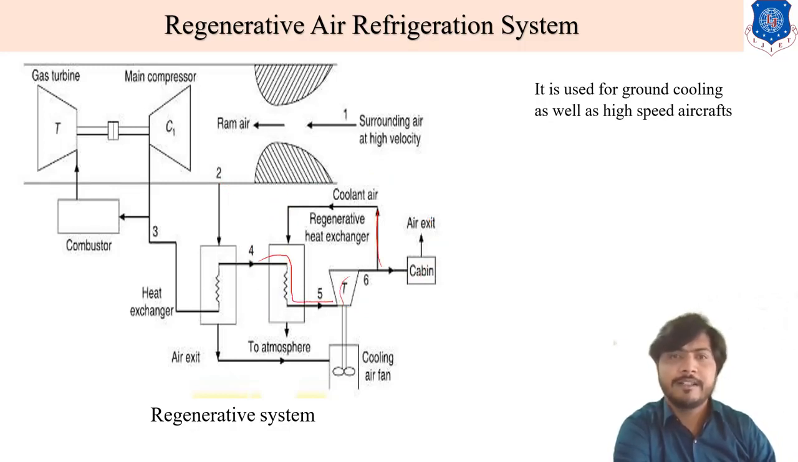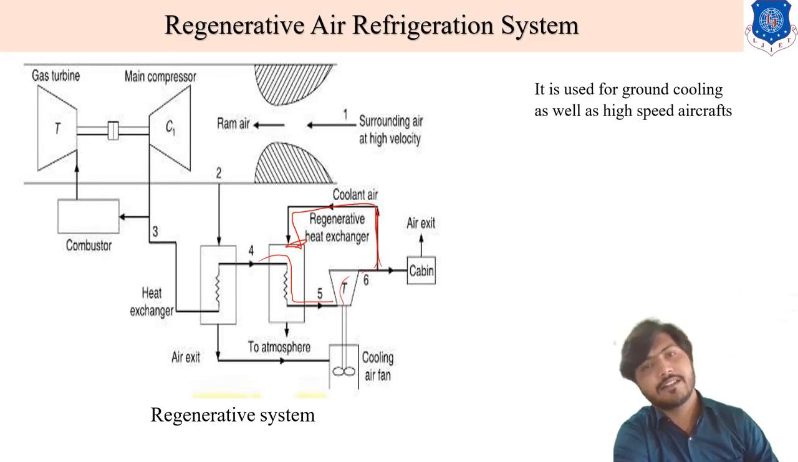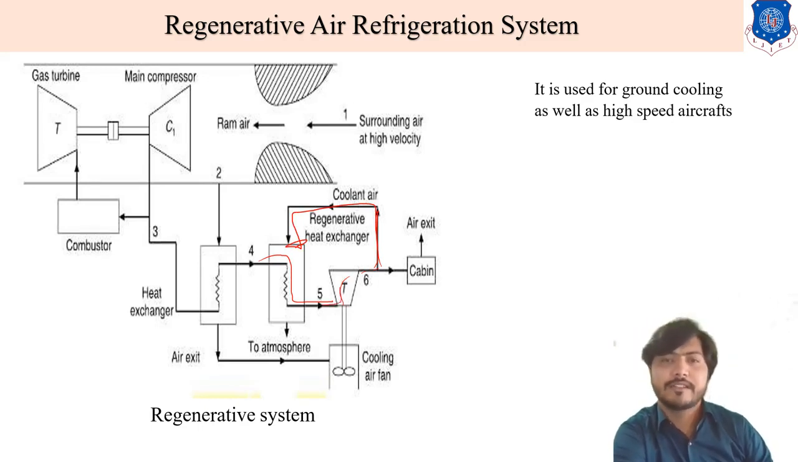5 to 6 is the turbine, and after 6, some amount of cold air is passed to the secondary heat exchanger where heat is exchanged, and 5 to 6 is the turbine. After that, it is passed into the cabin, that is the 6 to 7 process.